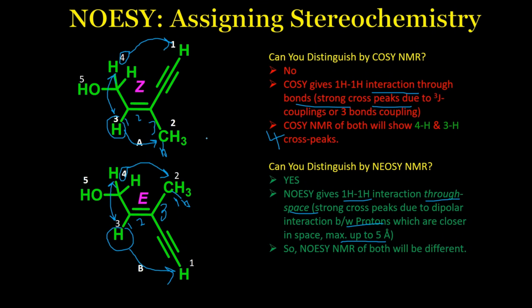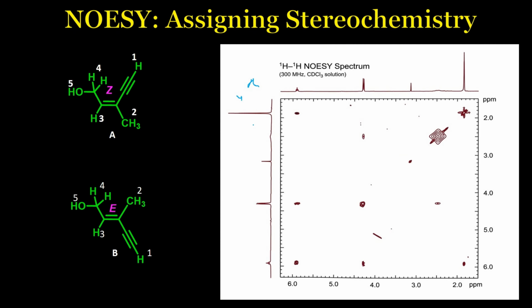Now it is time to interpret the NOESY NMR. So this is the NOESY NMR. This is the proton NMR in the x-axis, and this is the proton NMR in the y-axis. NOESY NMR is also symmetrical around the diagonal, exactly similar to the COSY NMR. So before interpreting, let's assign each signal of the proton NMR.